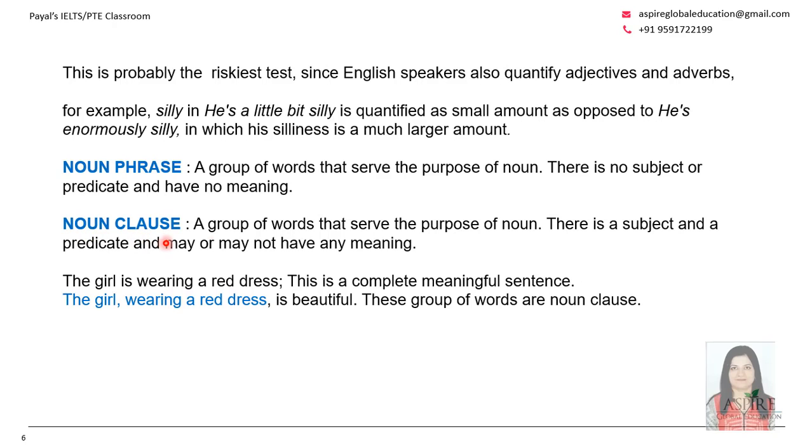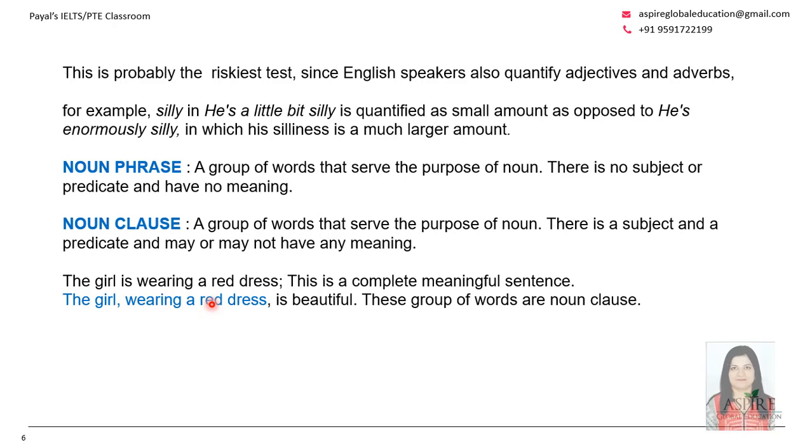Similarly, a noun clause is a group of words that serve the purpose of a noun. There is a subject and a predicate, and it may or may not have any meaning. For example, when you look at this sentence, the girl is wearing a red dress, this is a complete meaningful sentence. But suppose you skip writing the word is and you say the girl wearing a red dress. Now this has become an incomplete sentence. The girl wearing a red dress.